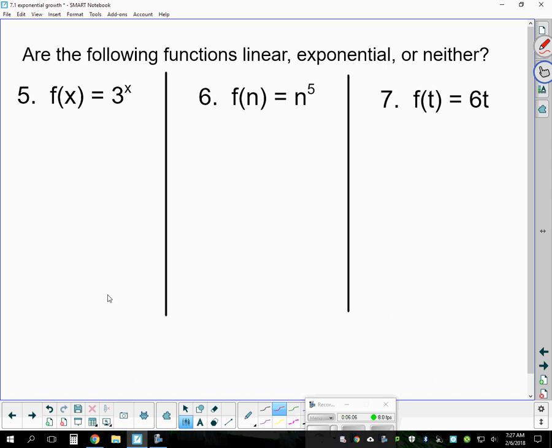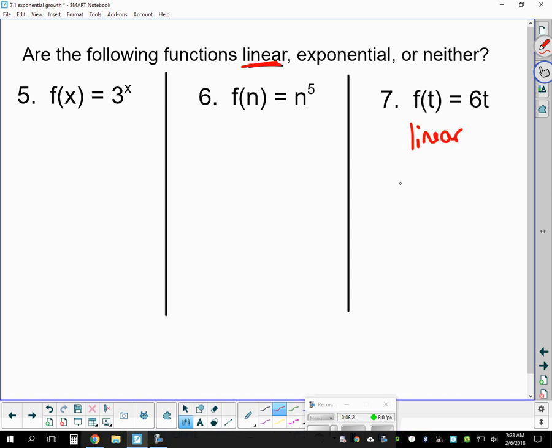So if you're looking at a function, how do you determine if it's linear, exponential, or neither? Which of these is linear? You should be able to pick that one out. Okay, there's one of each here. Which one's linear? Hopefully you're looking at this one.